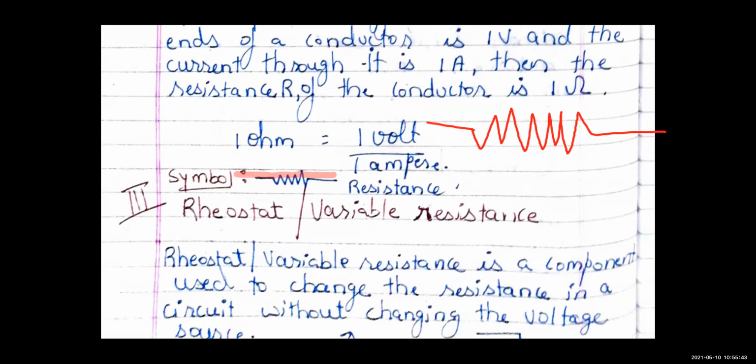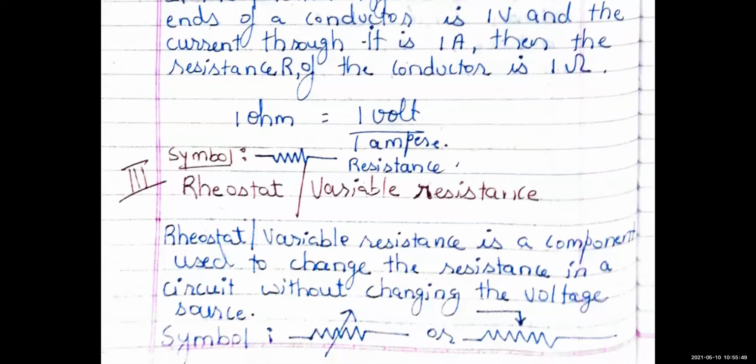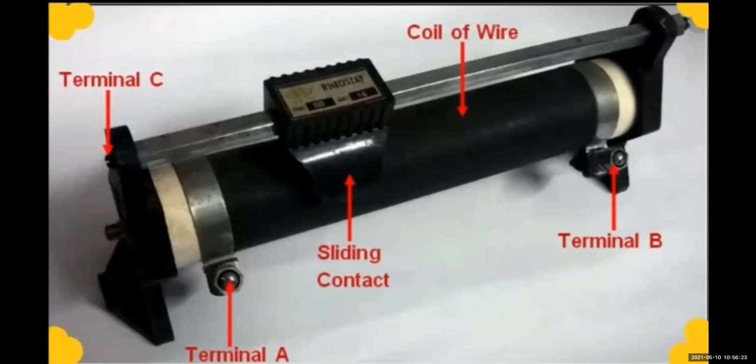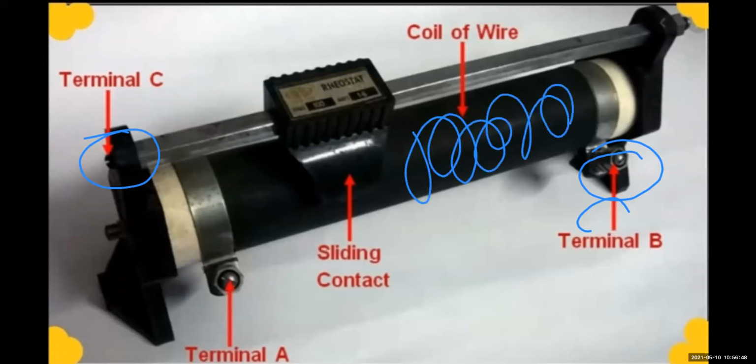Okay, beta. Now we are going to talk about a device which is known as a rheostat. Children, this is the picture of a rheostat. As you can see, the rheostat consists of three terminals. This is terminal number 1, A, this is terminal number 2, B, and this is terminal number 3, at which you are going to connect the wires, right? And here you can see the coil of wire, meaning there are a number of turns of wire wound on a cylindrical base, right?